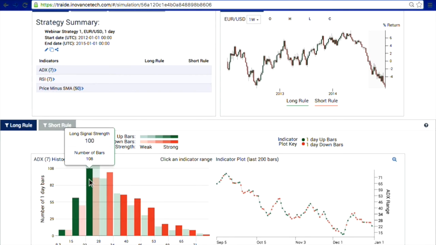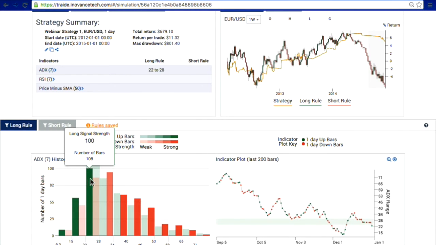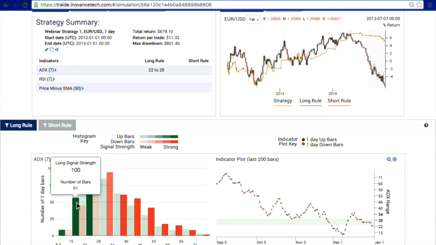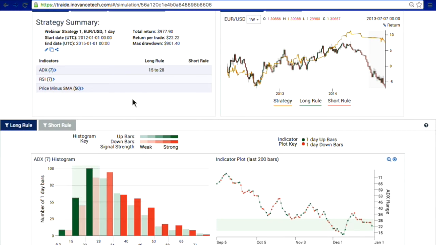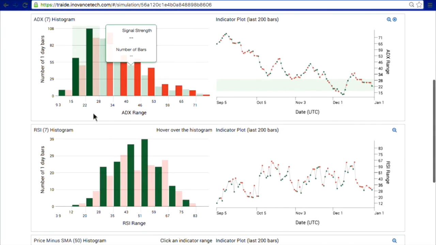So then, when we're looking to build our strategy, we'll select these as our first long rules. So what we're saying is, all right, every time the ADX is between 22 and 28, let's go long. And instantly we can see how well that strategy would have performed over the equity curve, as well as some basic stats here. So let's set a second condition on our ADX and continue to refine our rules.